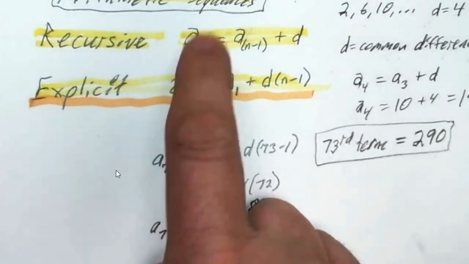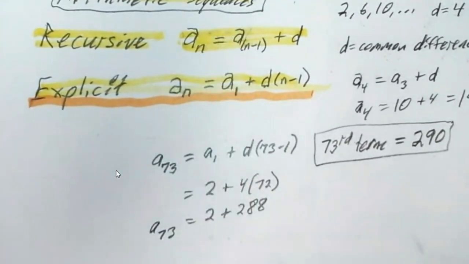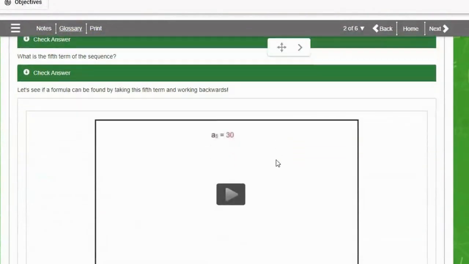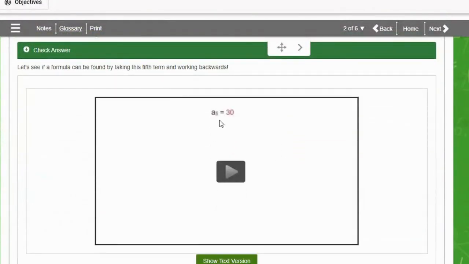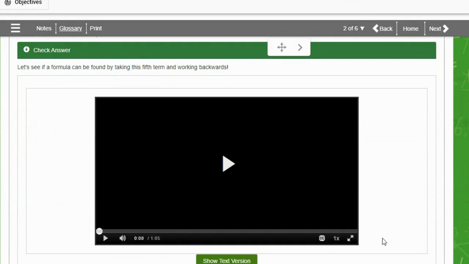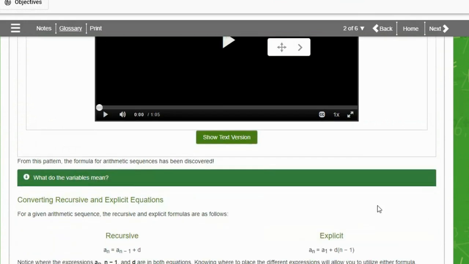So these two formulas are going to be very useful when talking about arithmetic sequences. That's why we put them in our notes. They're going to find a formula by taking the 5th term and working backwards. I'm going to skip that. If you want to watch it, it's like a little 45-second video, I think. Oh, it's 1:05. But we've already got the formula that they're still trying to figure out there.